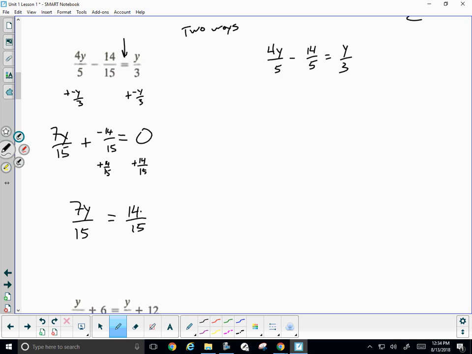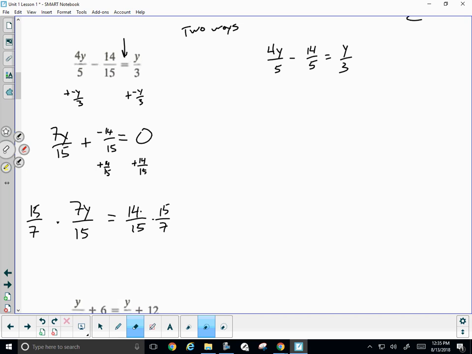What should I do? Well, you can do multiple things. You can get rid of the 15 first by multiplying by 15. It undoes the division of 15. And then get rid of the 7 by dividing or multiplying by 1/7. Or you could think of this as 7 over 15 times y. That is a simpler method of 7y over 15. 7/15 times y. How do I get rid of something being multiplied? Multiply it by the reciprocal. I can multiply both sides by 15 over 7.